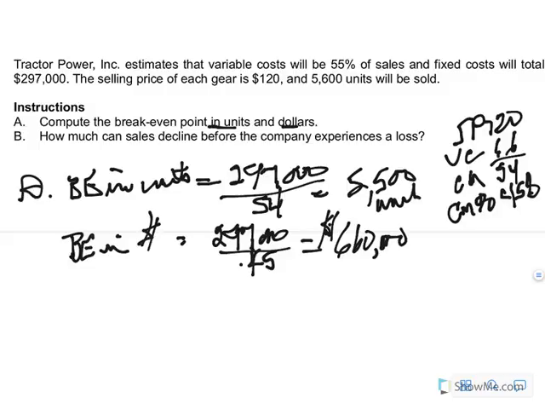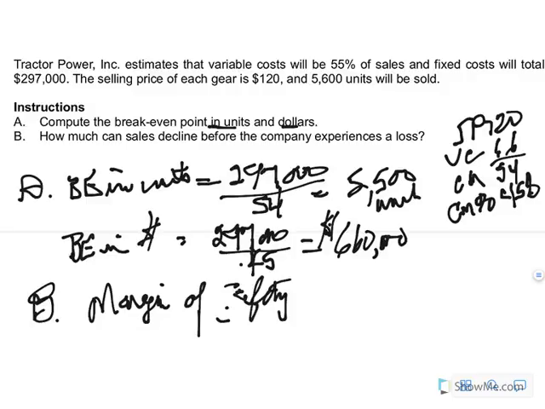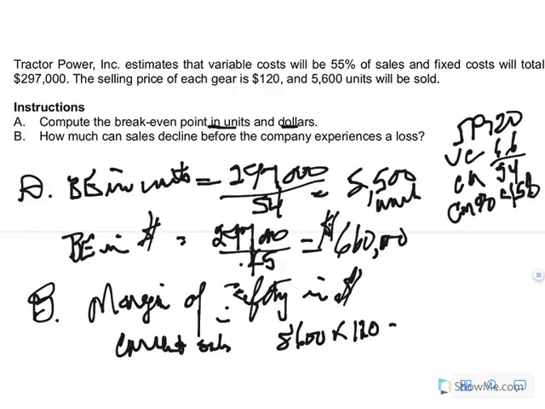So this is the margin of safety. And they want this, I guess, in dollars. So B part, what we want is the margin of safety in dollars. Margin of safety in dollars is equal to the current sales. And the current sales is 5,600 units times $120.